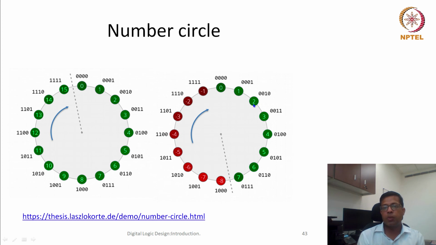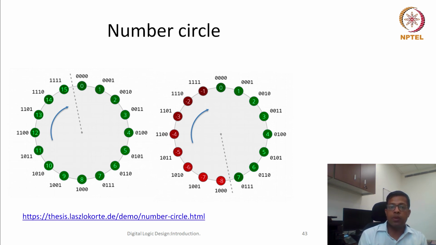So let's say I want to subtract 4 from 2. I'll go in a negative direction, or an anti-clockwise direction, 4 steps. 1, 2, 3, 4. So subtracting 4 from 2 is giving me minus 2.